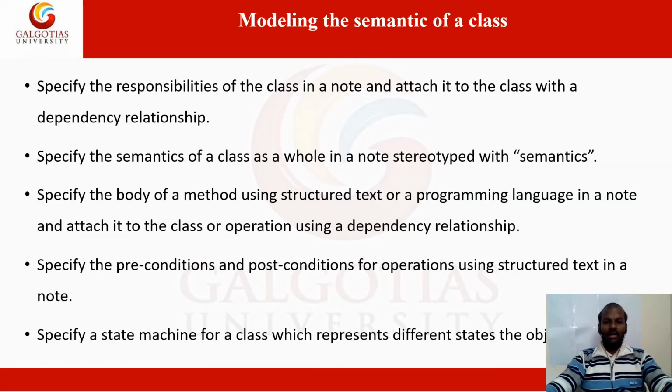In modeling the semantics of your class, there are different kinds of responsibility of the class and notes that will be attached to all the dependencies and relationships. The stereotype will have the class of the specific semantics, and you can have structured text or programming language, in which you can have a dependency relationship. You can have the precondition and postcondition in your structured text in your note. And when you have a state machine, the classes will represent the different states of an object, which will provide the modeling of the semantics of a class, right?